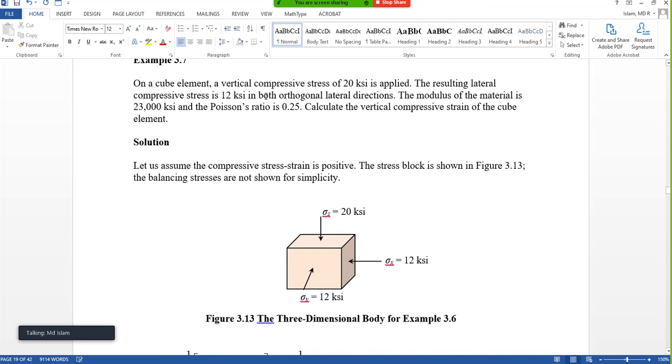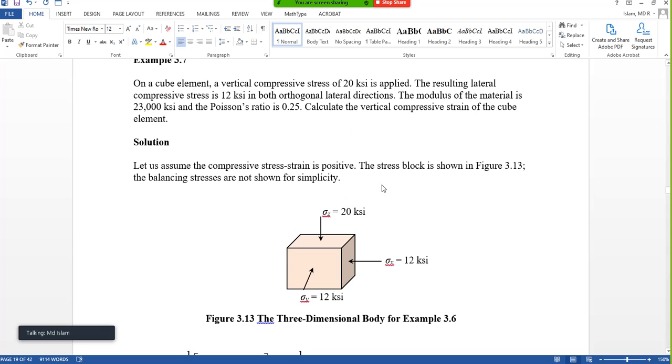A cube element, vertical compressive. That means this is vertical compressive. Now compressive may be positive, may be negative, depends on you. Let us assume compressive positive, no problem. For soil, everything is compressive. For concrete, not everything is compressive. For asphalt, mostly compressive. So compressive can be assumed positive. There's no problem. It depends on the assumption.